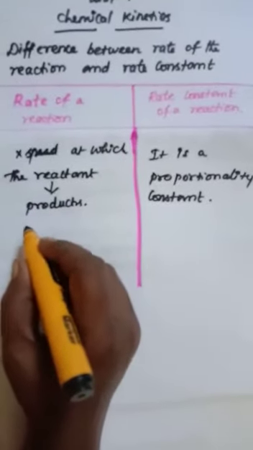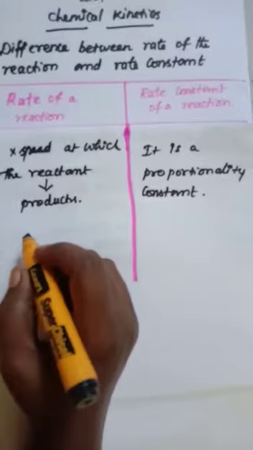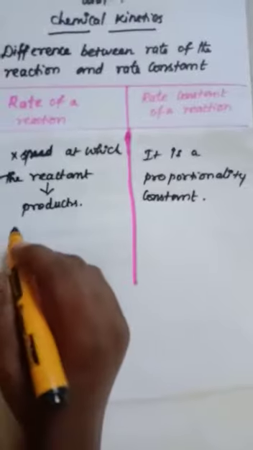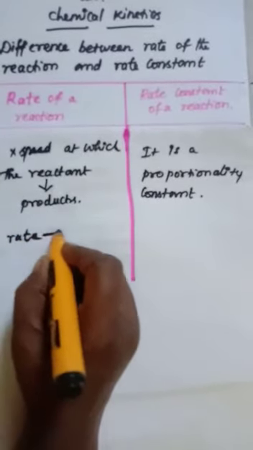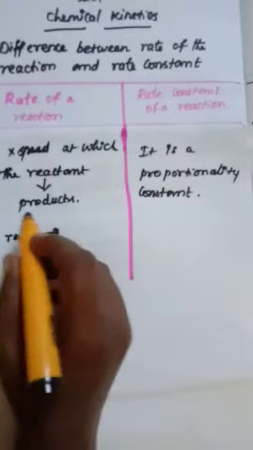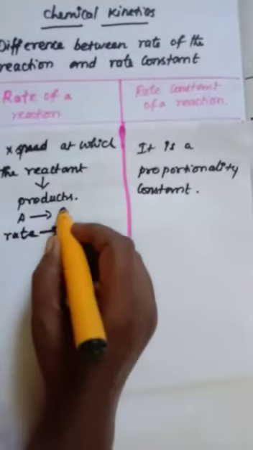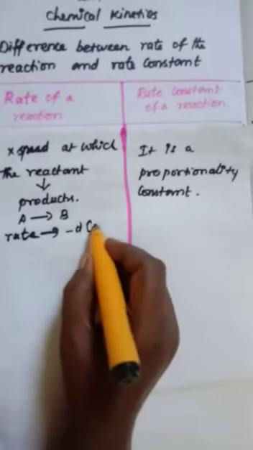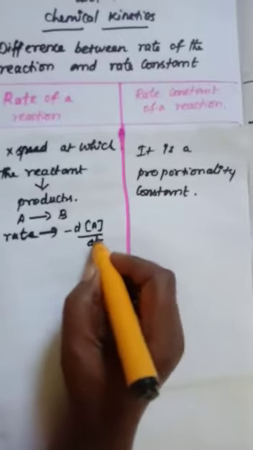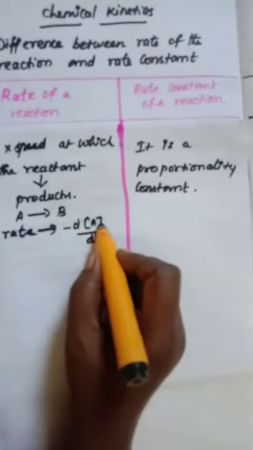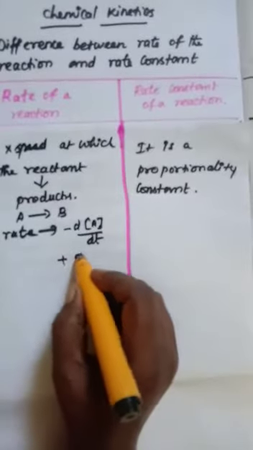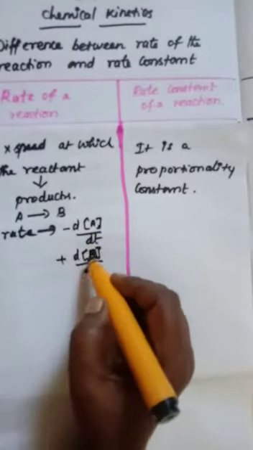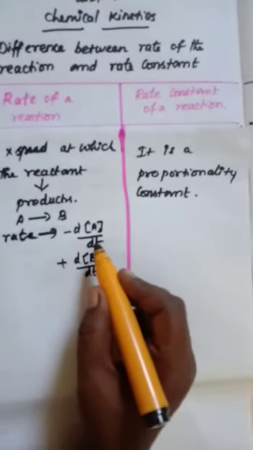The second one is that rate is measured as the decrease in the concentration of the reactant or the increase in the concentration of the product. That means for a general reaction, for example, A is the reactant that gives the product B, we write the rate as minus d concentration of A by dt, that is, the decrease in the concentration of the reactant, or increase in the concentration of the product. So dA by dt or dB by dt is the rate of the reaction.